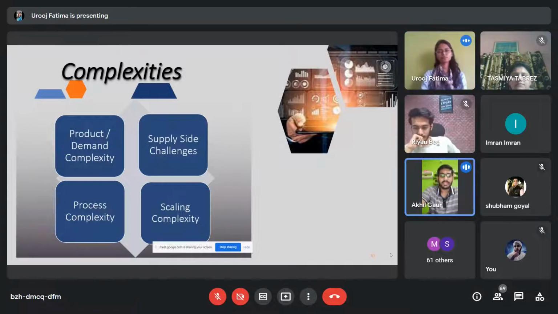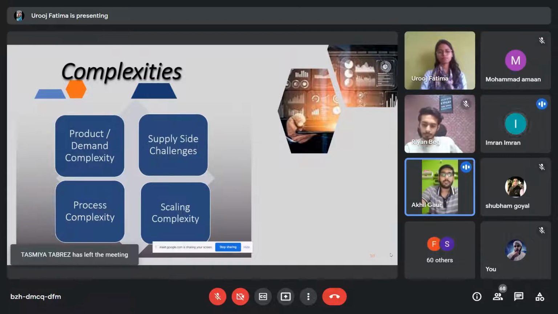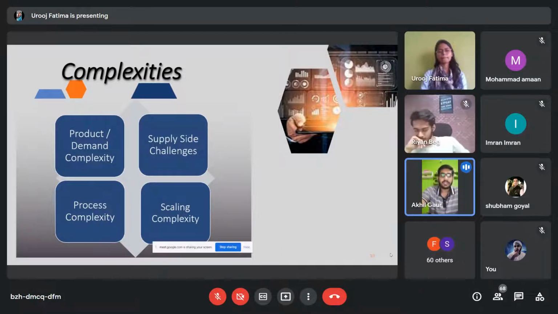Now we move on to supply side challenges. The supply of products depends on a large number of suppliers, and each supplier has a complex relationship with retailers or platforms. This relationship affects the availability of resources and in turn their prices. The third complexity is process complexity.